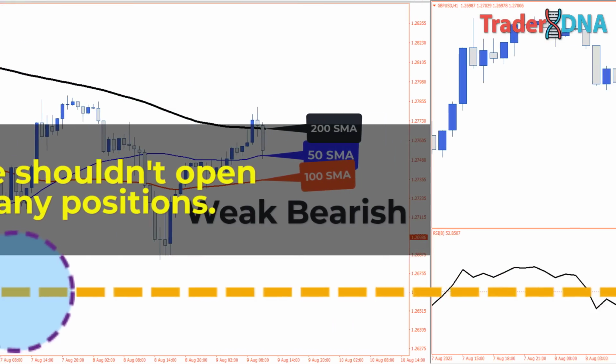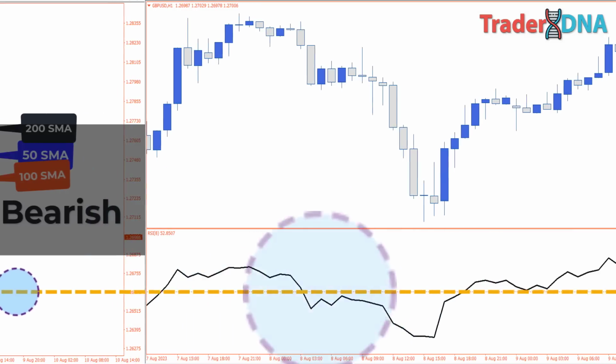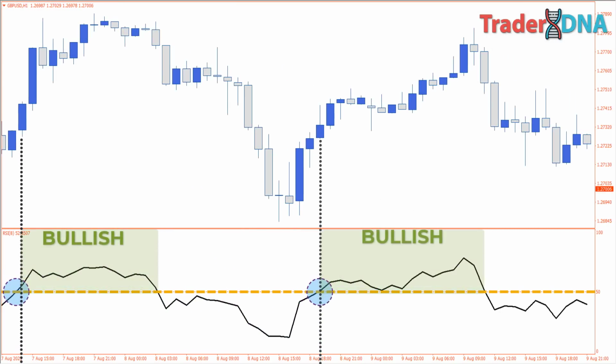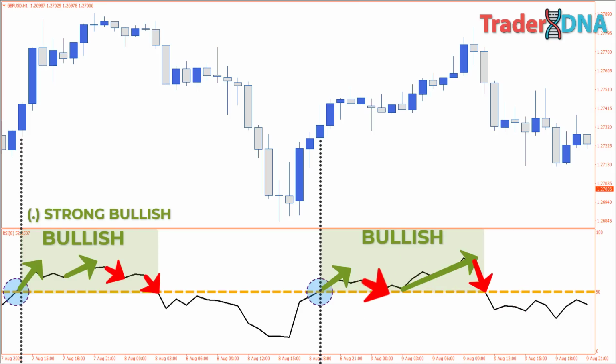Rules for the 8-period RSI. If the 8-period RSI is above the level of 50, the market is assumed to be in a bullish condition. If in this condition, the RSI line is facing upward, it's considered a strong bullish market. If the RSI line is facing downward, it's considered a weak bullish market.